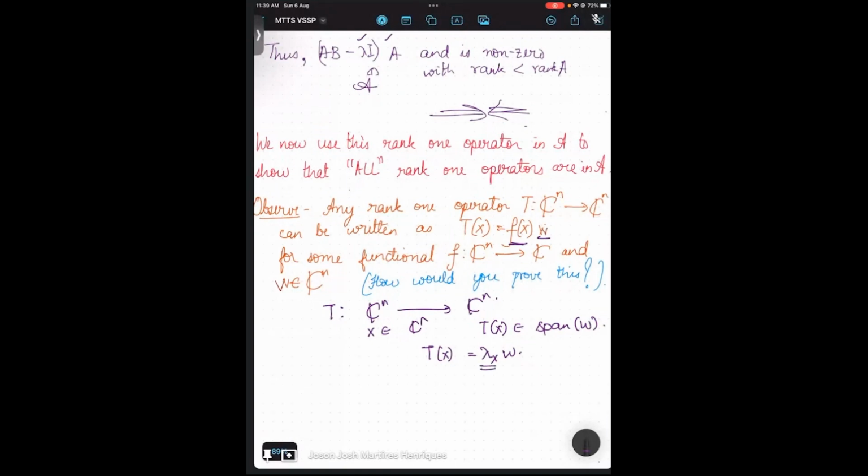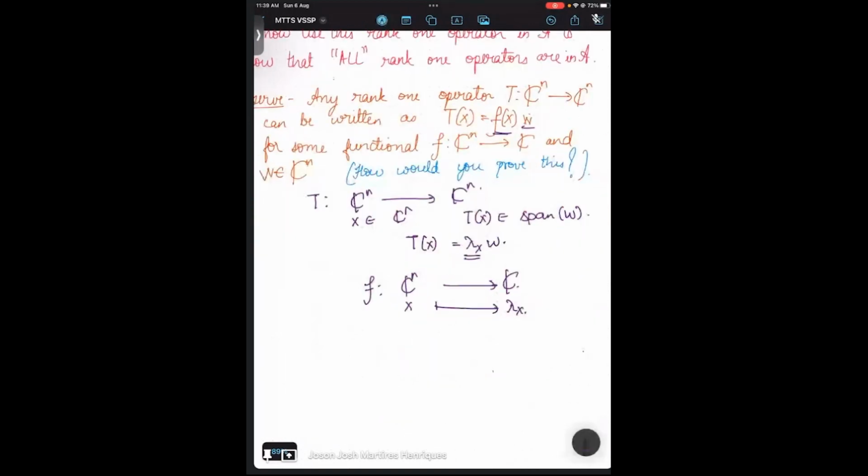And I claim that if you define a function f from Cn to C, which takes in a vector x and sends it to the corresponding lambda x, then this function f is again linear, and in fact is a linear functional. So this is again simple to prove. You just check that it behaves well with plus as well as with multiplying with scalars. I shall quickly sketch out a proof of why it behaves well with plus. The proof of why it behaves well with dot is similar. So if I consider f of x plus y.